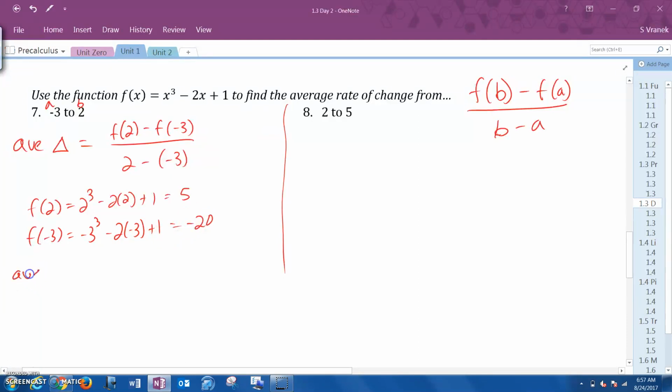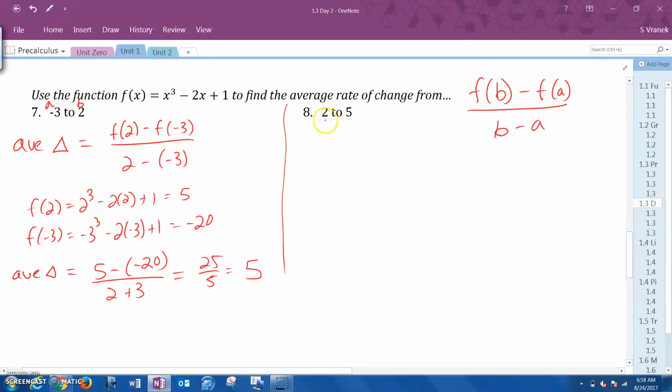So now we can say the average rate of change, I'm just writing it with shorthand here, is f of 2 is 5 minus f of -3 is -20 over 2 plus 3, because those signs change. So we get 5 plus 20 is 25 over 2 plus 3 is 5. So the average rate of change during that interval on the graph is 5. And what that means is, if you were to graph this on your graphing calculator and connect the dots from x of negative 3 to x of 2 and draw the line, it'll have a slope of 5.